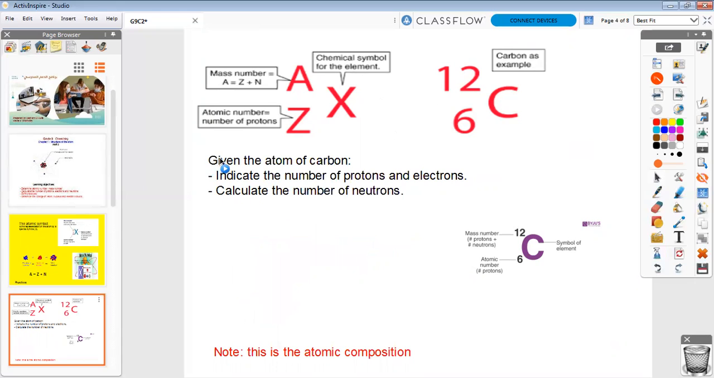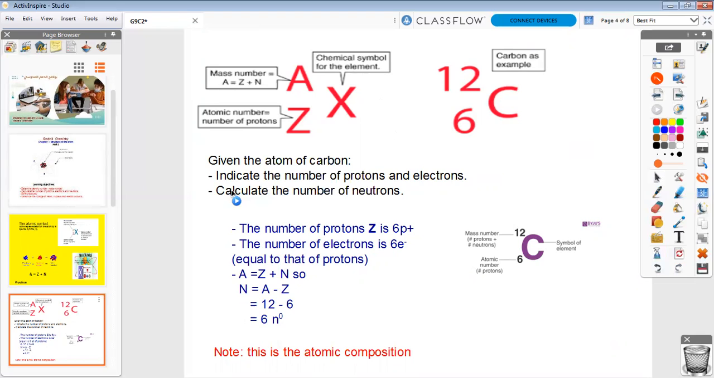Calculate: given the atom of carbon, indicate the number of protons, electrons, and neutrons. The number of protons Z is equal to 6 protons. Z is equal to 6. The number of electrons is equal to that of protons, so it would be 6 electrons.